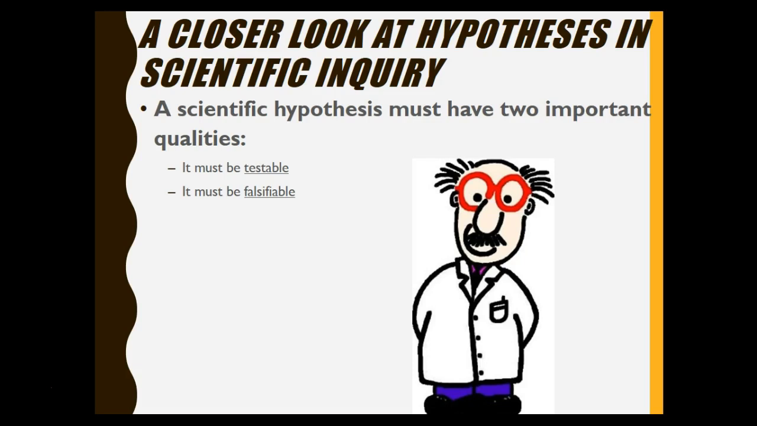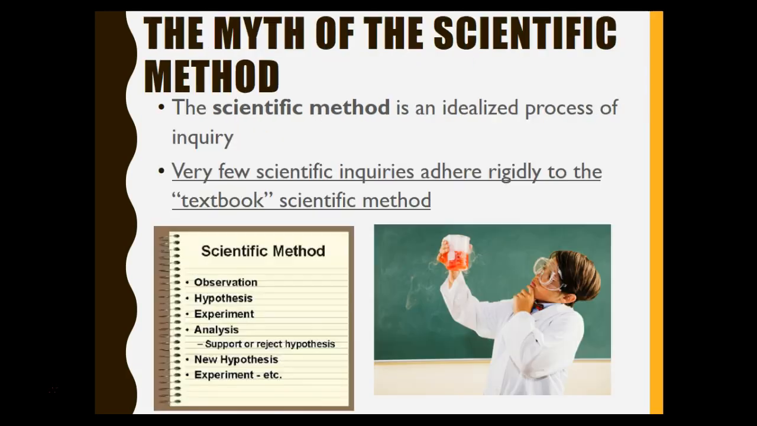Okay, you have to have two important parts of a hypothesis. It has to be testable and it must be falsifiable, meaning you can test it, but you can also disprove it, so to speak, or to say that it's not supported by the data that you collected.